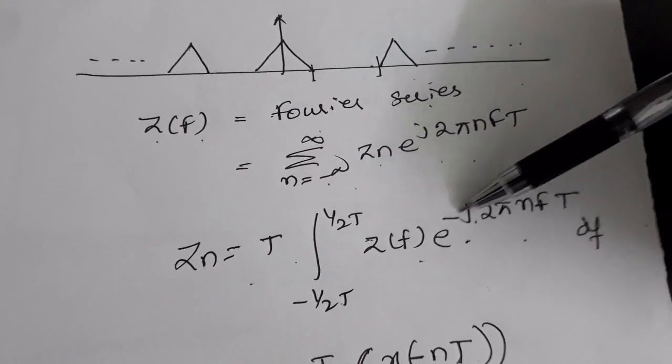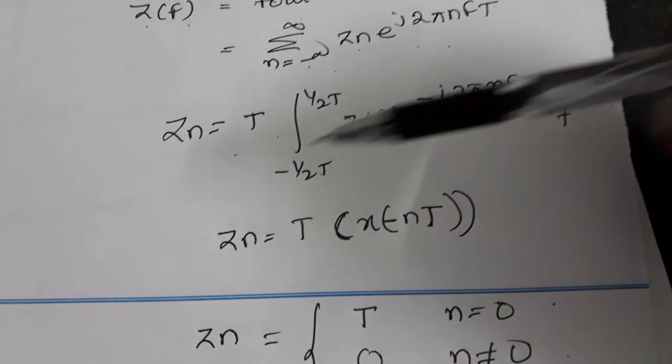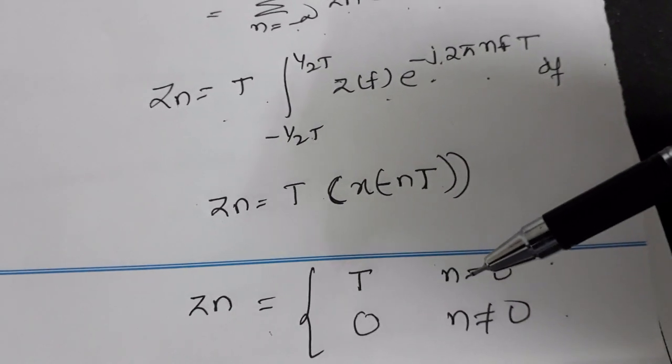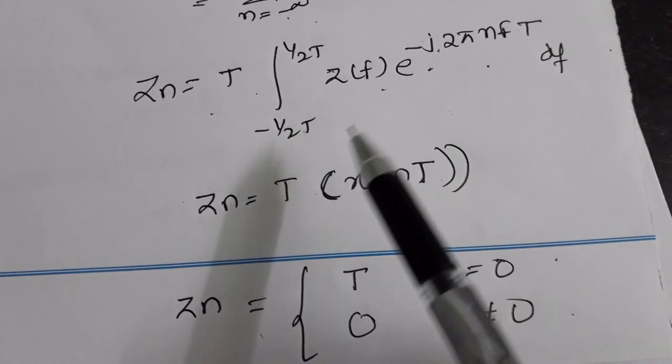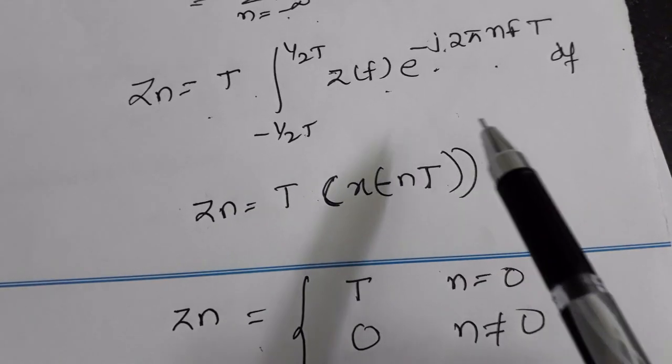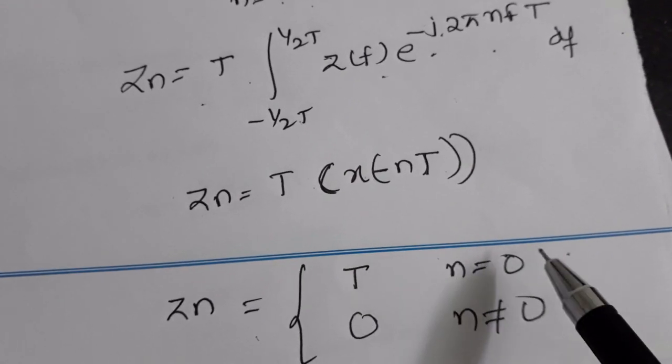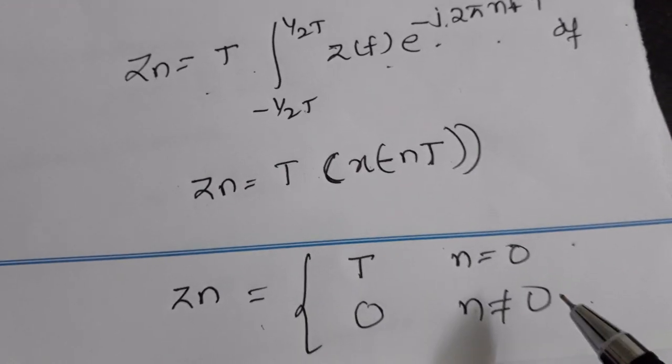So by comparing these two terms, I can say that Z of n is equal to T for x of minus nT. So what I say here is that when n is equal to 0, this term is equal to 1. So what happens? Z of n is equal to T, otherwise 0. So n is equal to 0, the answer is T, otherwise not equal to 0. So this is another concept that you have got.